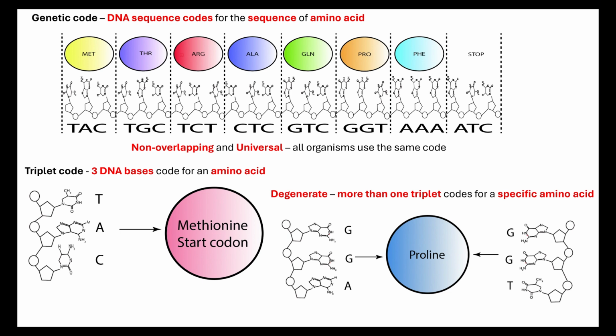The other part we need to remind ourselves is about our degenerate code, that we can have more than one triplet code that codes for a very specific amino acid. So as we can see here, guanine, guanine, adenine codes for proline, but so does guanine, guanine, thymine.